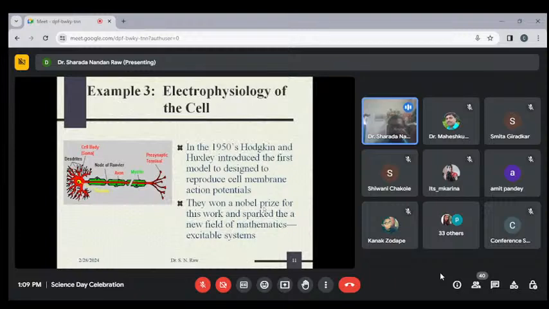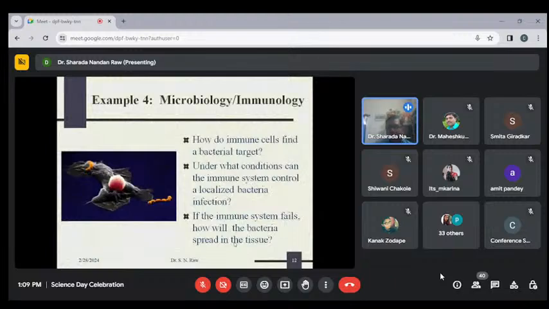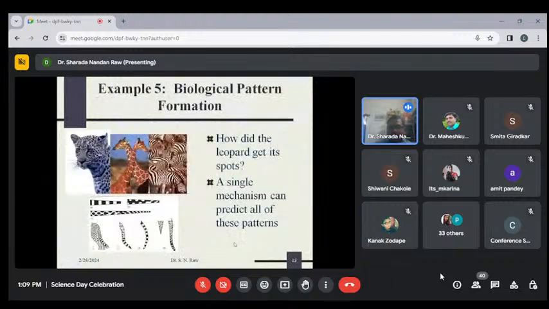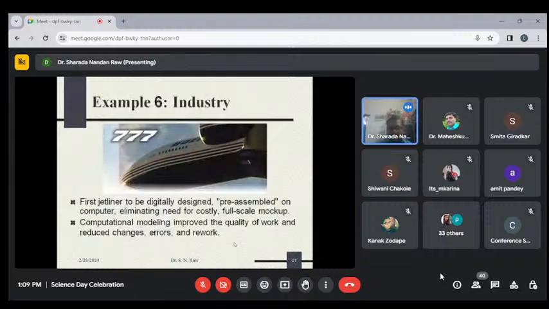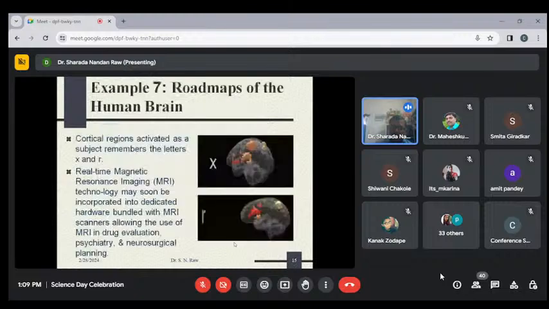Then electrophysiology of cells. In 1952, Hodgkin and Huxley introduced the first model to reproduce the cell membrane's action potential. They won the Nobel Prize for this work and sparked a new field of mathematics known as excitable systems. And then microbiology, immunology, and then biological pattern formation. Then industry, everywhere mathematical modeling is going on.